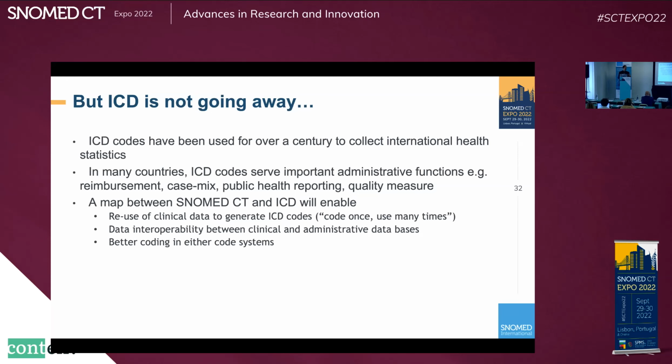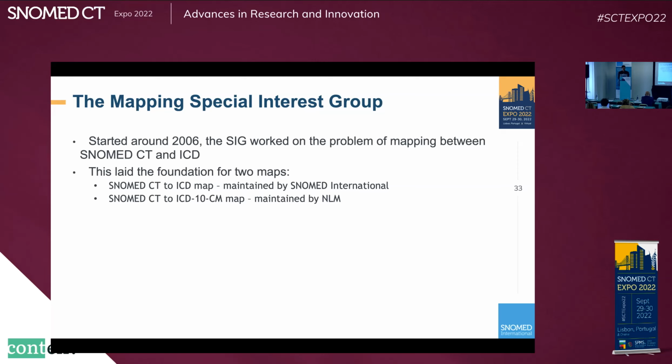This work of mapping started around 2006, and we have a mapping special interest group, which has resulted in the creation of 2 maps. One is the map from SNOMED to ICD-10, and the other is SNOMED to ICD-10-CM. The first is maintained by SNOMED International, and the second by NLM. The scope of mapping covers 3 hierarchies: clinical findings, events, and situations with explicit context, totaling over 120,000 concepts. We started in 2012, and the map now almost covers the full scope. Now it's more incremental, mapping the new concepts.